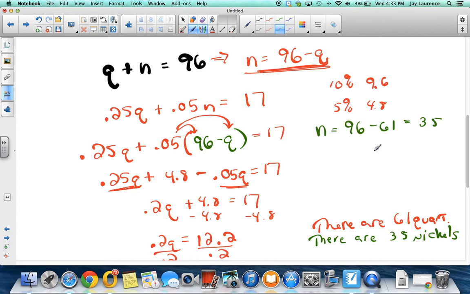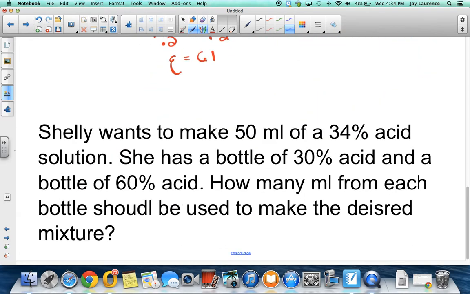But then I could also do this for a check. I could go 0.25 times 61 plus 0.05 times 35 on a calculator. And if I did it right, I'm going to get 17. And I'll let you verify that on your own. All right, let's get down to another problem here.